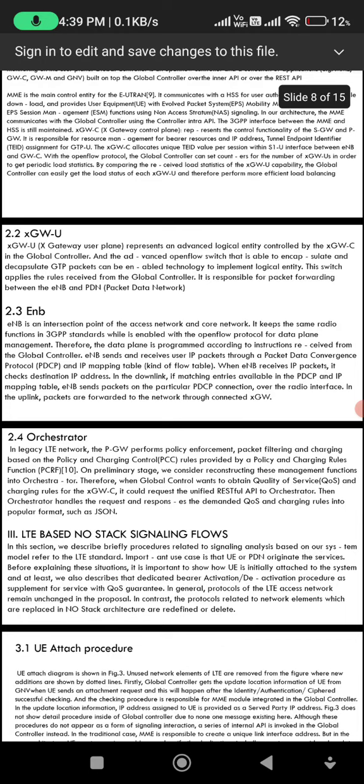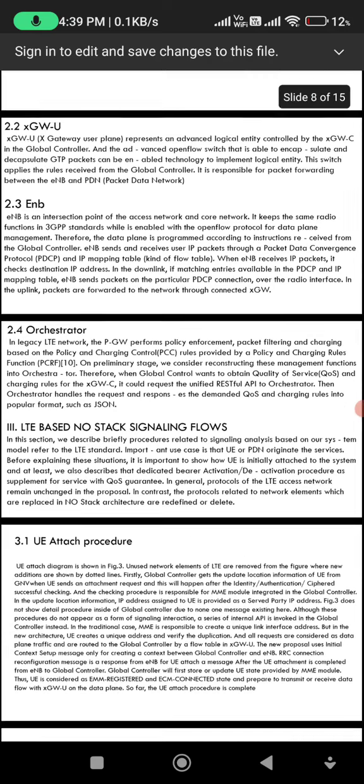XGW represents an advanced logical entity controlled by the XGWC in the global controller. An advanced OpenFlow switch that is able to encapsulate and decapsulate GTP packets can be the enabling technology to implement this logical entity. This switch applies the rules received from the global controller. It is responsible for packet forwarding between the ENB and PDN.